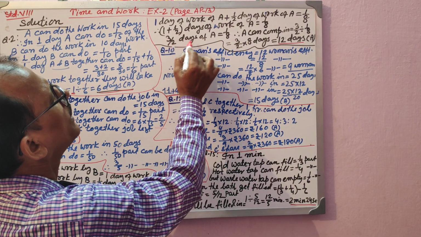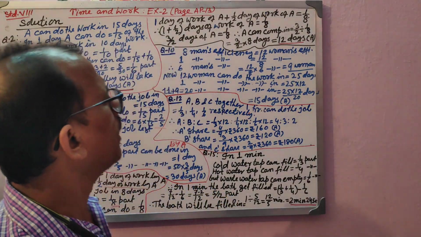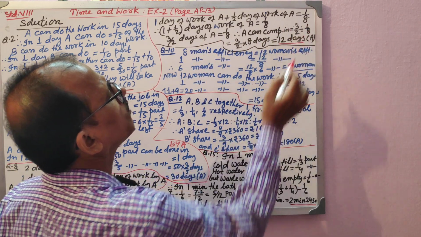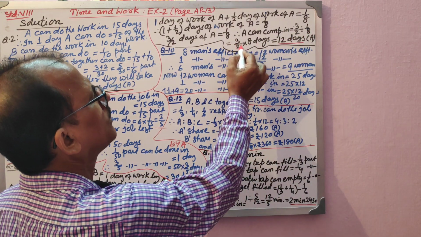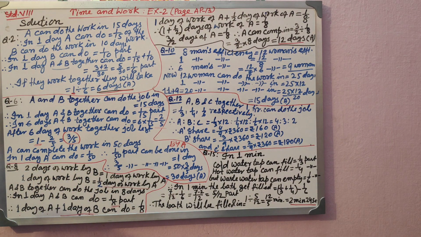3 by 2 days of A's work will finish 1 by 8th of the work. Therefore, A can complete the job in 3 by 2 divided by 1 by 8, which is equal to 3 by 2 into 8, which is equal to 12 days. The sum was tricky. Try to understand.